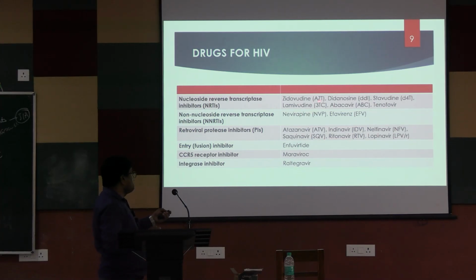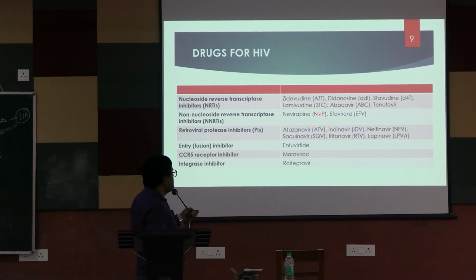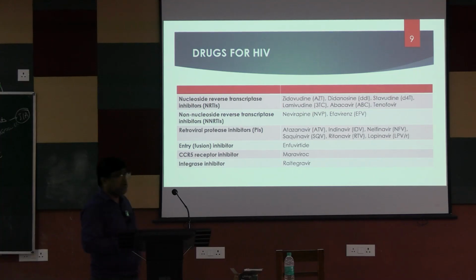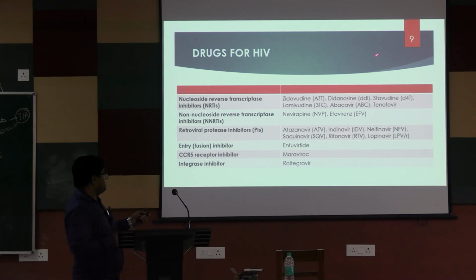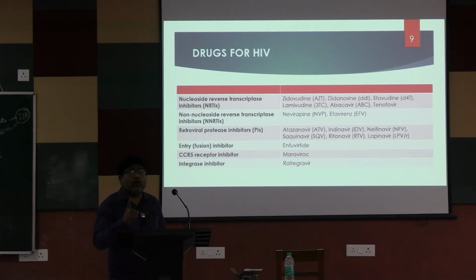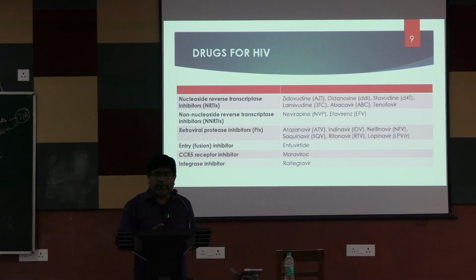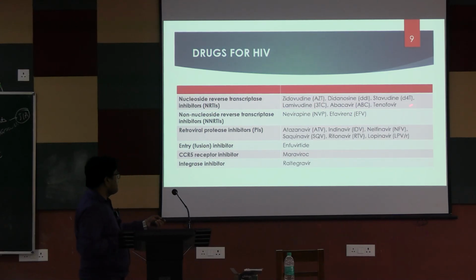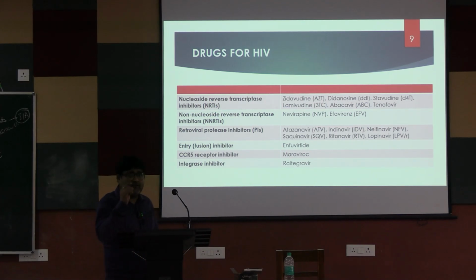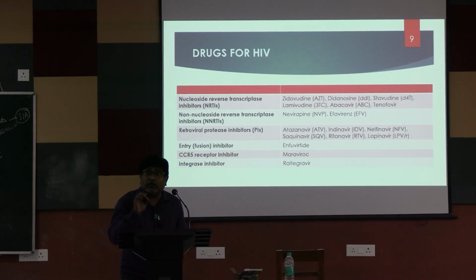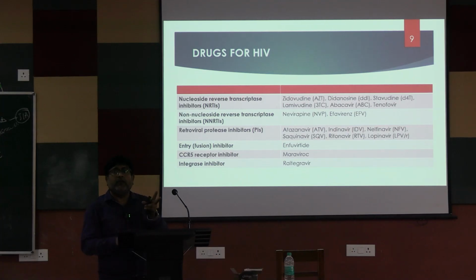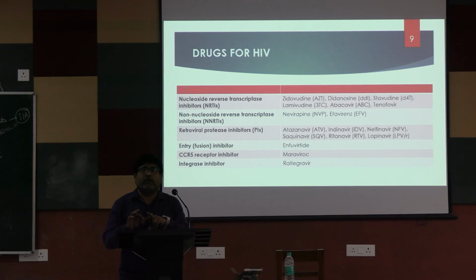These include Zidovudine, Didanosine, Stavudine, Lamivudine, Abacavir and Tenofovir. Among these drugs, Lamivudine and Tenofovir are also active against chronic hepatitis B infection. And Tenofovir is actually not a nucleoside reverse transcriptase inhibitor, it is a nucleotide reverse transcriptase inhibitor. The difference between the nucleoside and the nucleotide is basically that one is the phosphorylated form of nucleoside.